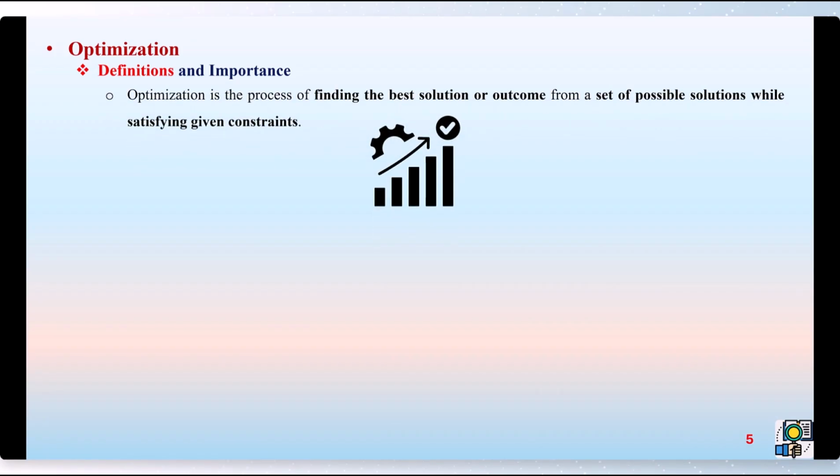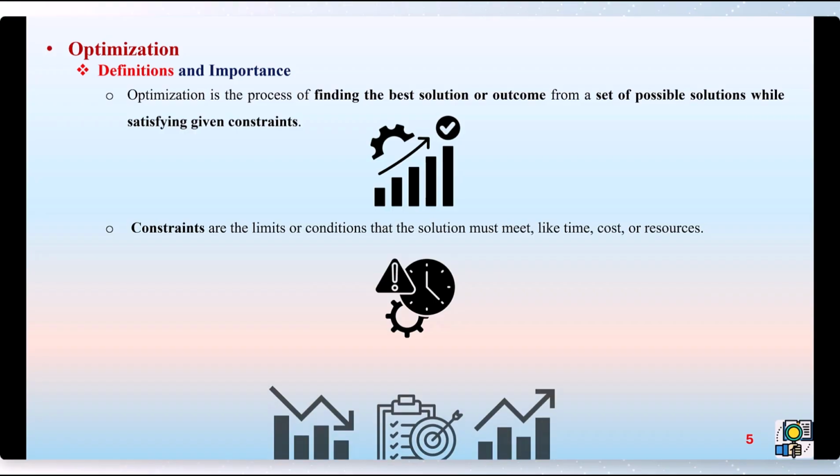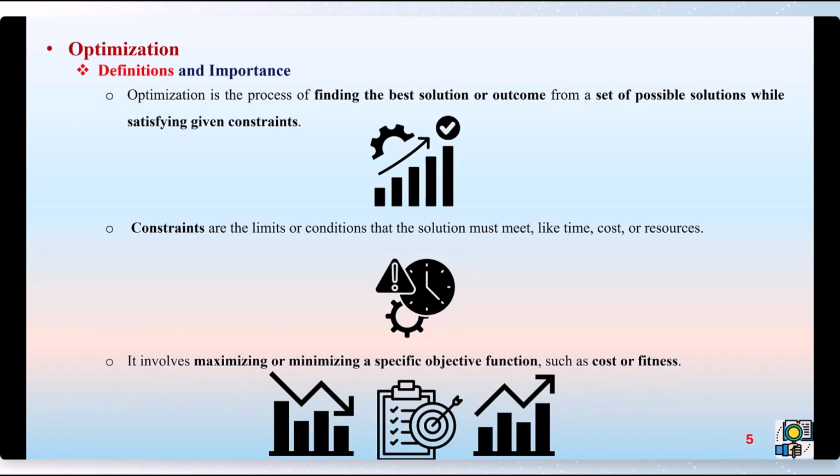Optimization is the process of finding the best solution or outcome from a set of possible solutions while satisfying given constraints. Constraints are the limits or conditions that the solution must meet, like time, cost, or resources. It involves maximizing or minimizing a specific objective function, such as cost or fitness. When we say fitness, we are talking about maximizing. When we say cost, we are talking about minimizing.